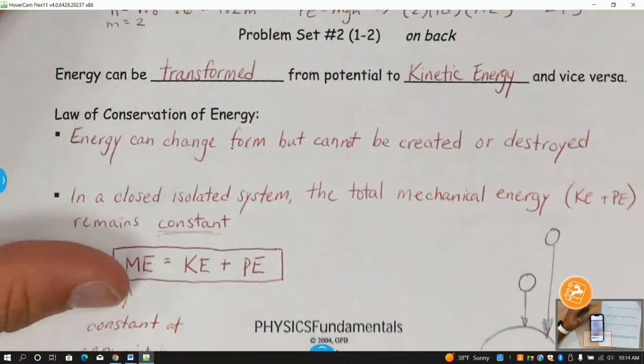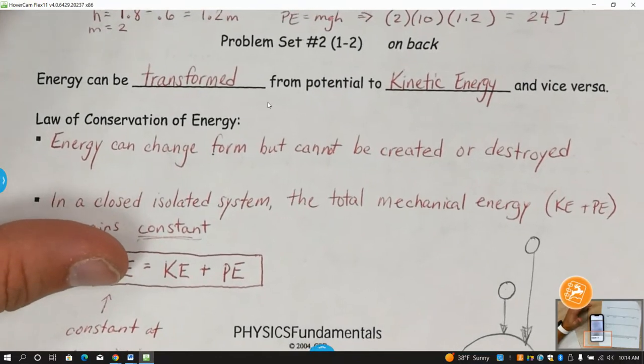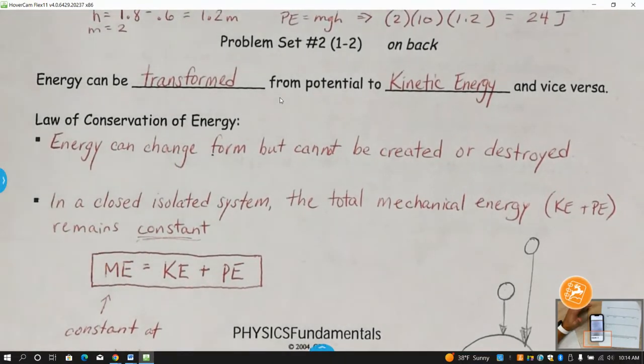Then we talked briefly about the law of conservation of energy. So energy can be transformed from potential to kinetic and vice versa. We looked at that in the roller coaster example from yesterday. Law of conservation: energy can change form, but it cannot be created nor destroyed.